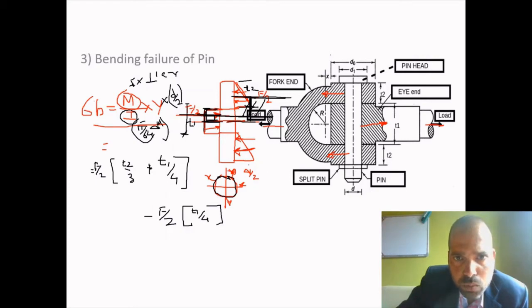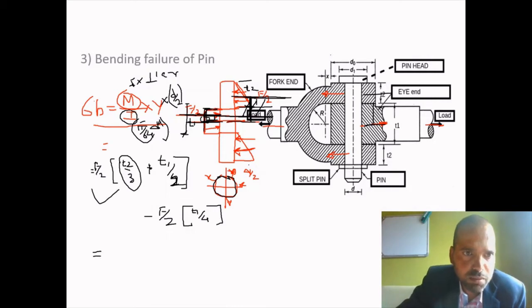So F by 2 multiplied by this distance was t2 by 3, plus this much distance was t1 by 2. Sorry, this distance is t1 by 2, minus F by 2 into t1 by 4, so this distance was t1 by 4. Understand? So this is the maximum bending moment.